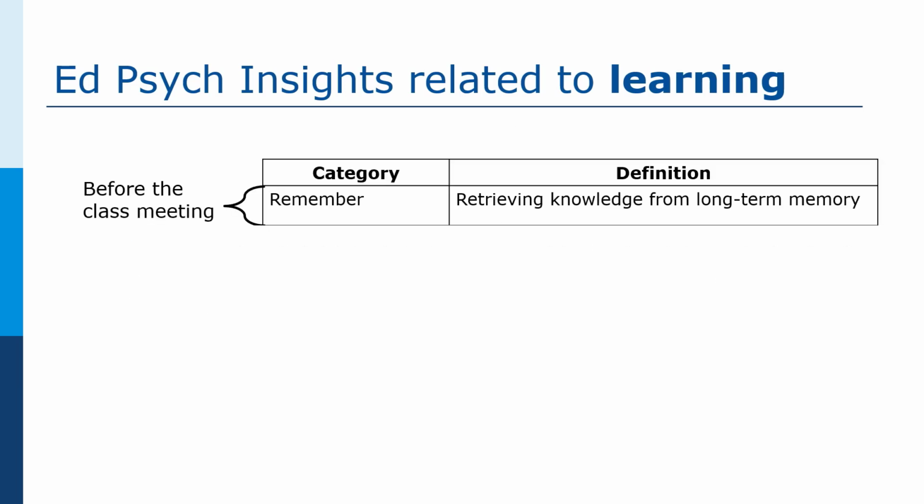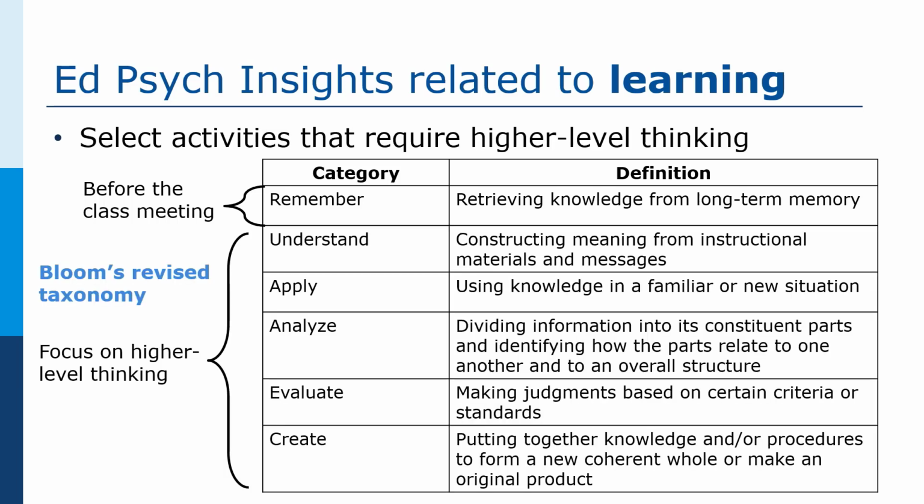The assignments that you gave students before the class meeting focused on basic knowledge, which can be retrieved from long-term memory as they work on the class activities. But for the class activity, you want to select activities that require higher-level thinking. Here we see Bloom's revised taxonomy, which includes different categories of thinking. As you prepare your activity, decide which type of thinking you want students to engage in.